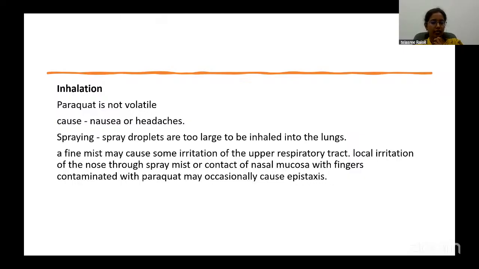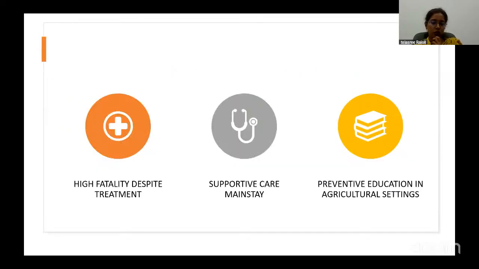And with contact of the nasal mucosa with fingers contaminated with paraquat, there is a possibility of epistaxis in these patients. So overall, to summarize, fatality is present despite treatment. Supportive care is always the mainstay of treatment. If the patient has come to the ER before symptom onset and within 4 hours of ingestion, extracorporeal therapy has shown promising results.